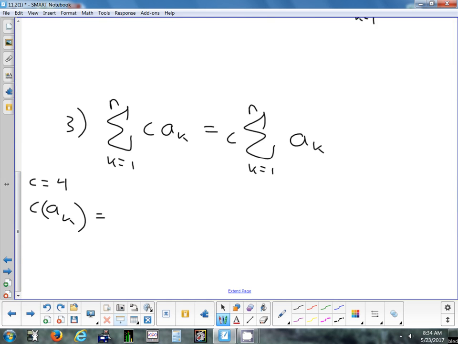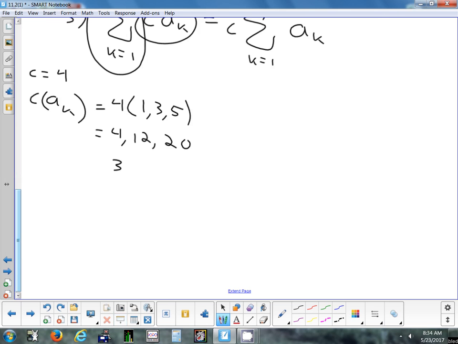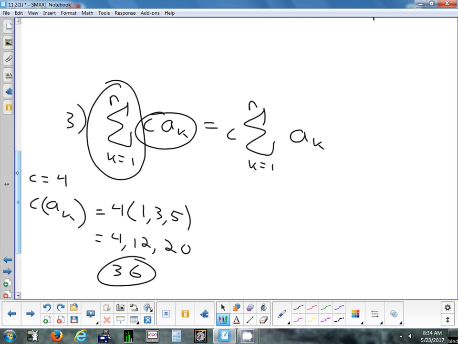Okay, sequence A sub k was 1, 3, 5. So think of it, it's like distributive property. You're multiplying every number in the sequence by 4. Okay, so what would that make my sequence if I do that? 4, 12, 20. That's this. Now the next part, add them all up. 4 and 12 gives me how much? And 16 and 20? 36. That's one way to multiply a sequence by a constant.